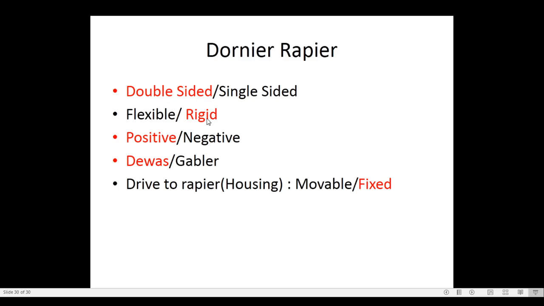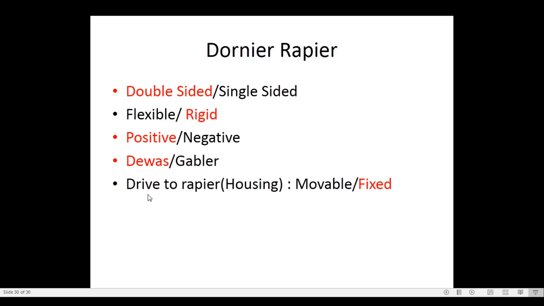Means left hand rapier is a rod and right hand rapier is also a rod. And this rigid rapier is always positive. So the grippers present to catch the weft and to transfer the weft are positively controlled. So here opening devices are there at the center and at the left hand side and right hand side. Again, it is Dewas type of system, tip to tip transfer, not hairpin system.